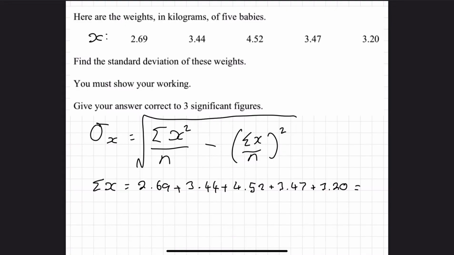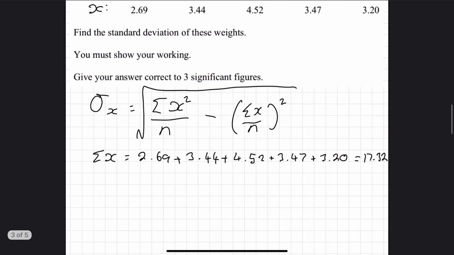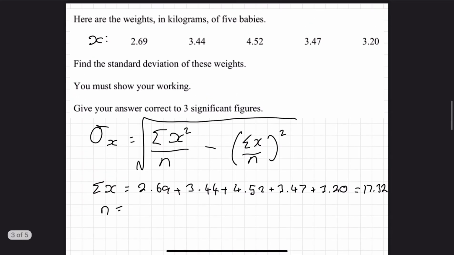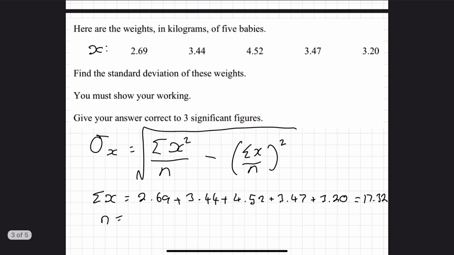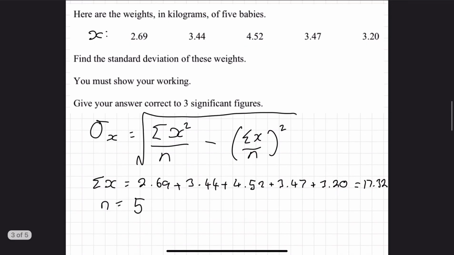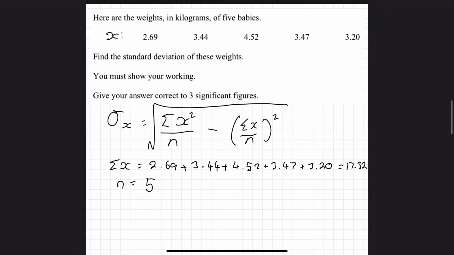And that gives us 17.32. So we know our sum of x. N, how many terms do we have? Well, we know it's the weight of 5 babies. But if you didn't read that, you can just go 1, 2, 3, 4, 5. There are 5 terms. Now, what is our sum of x squared?